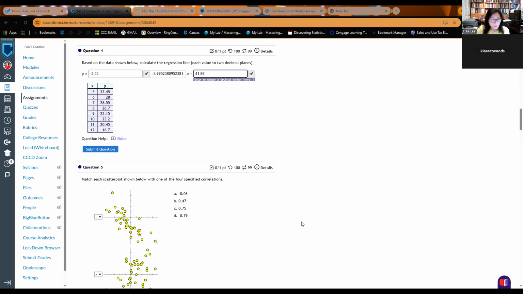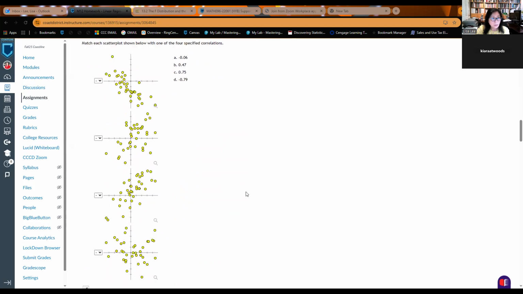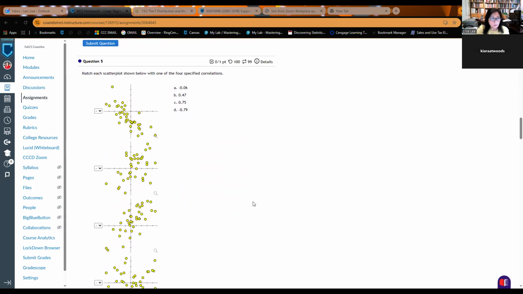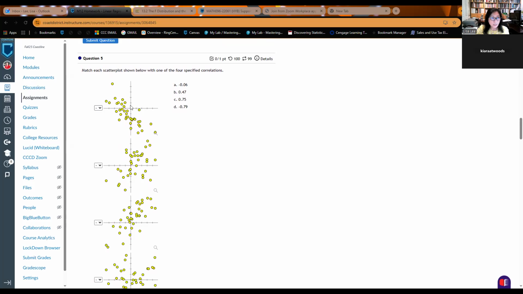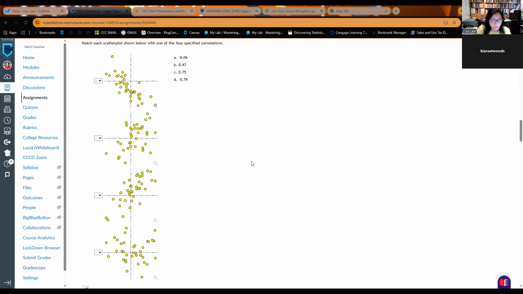Okay. Now let's go to question 5. Question 5 is also a concept question. Match each scatter plot with four specified correlations. So the R is given to you, okay? A gives you R equal negative 0.06, B gives you positive 0.47, C is positive 0.75, D is negative 0.9.